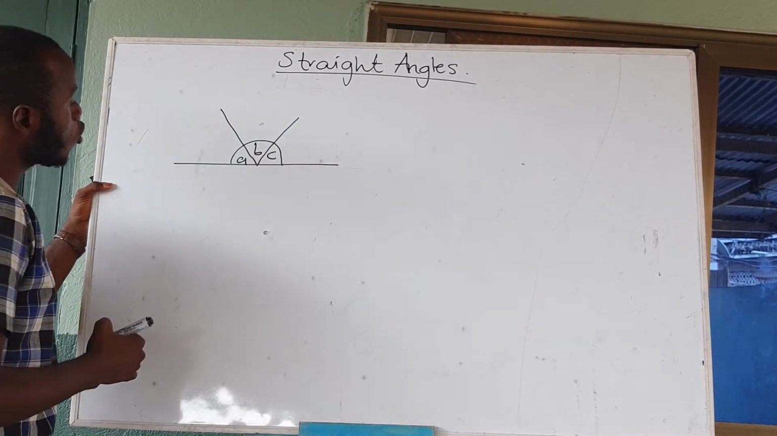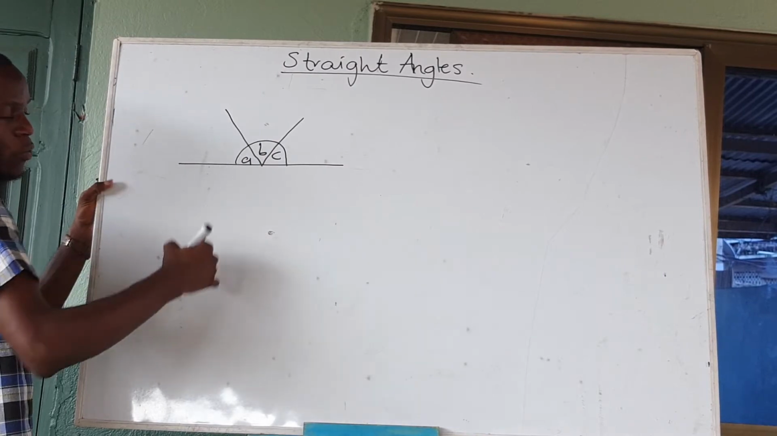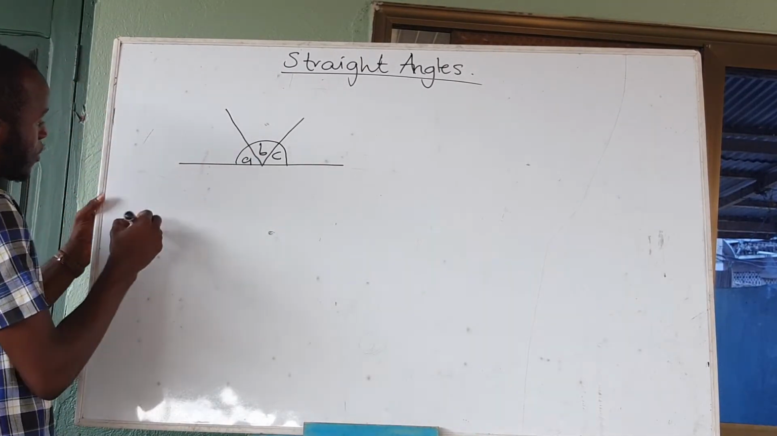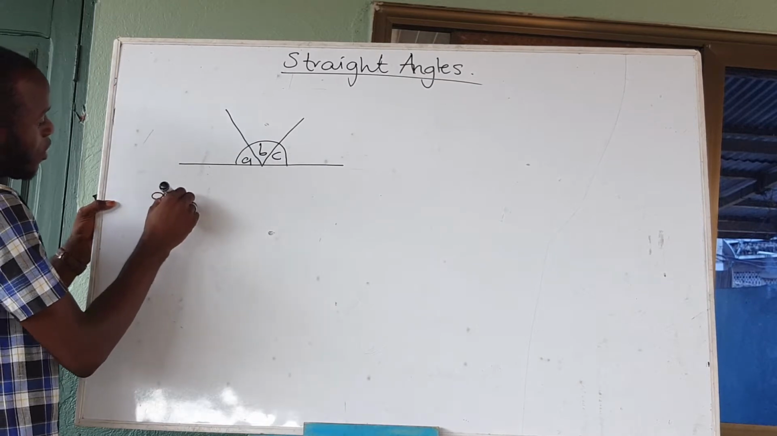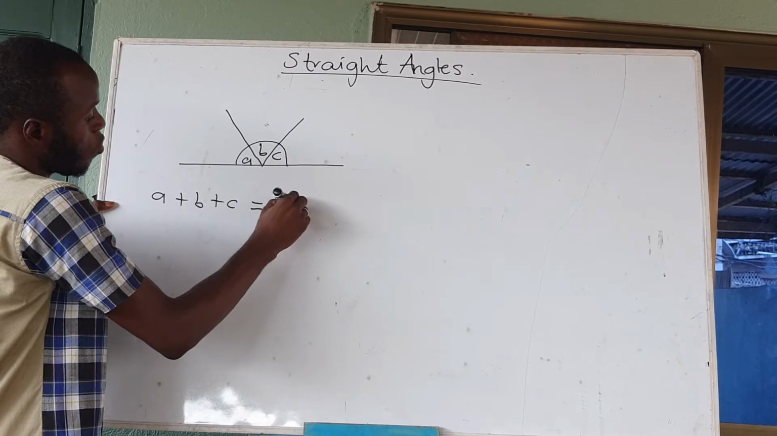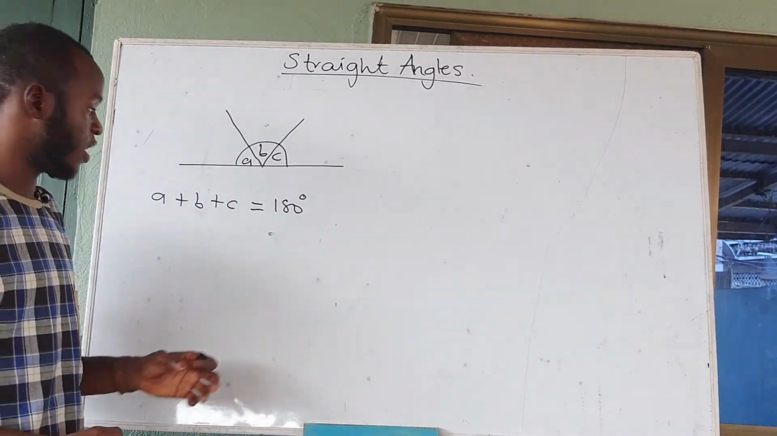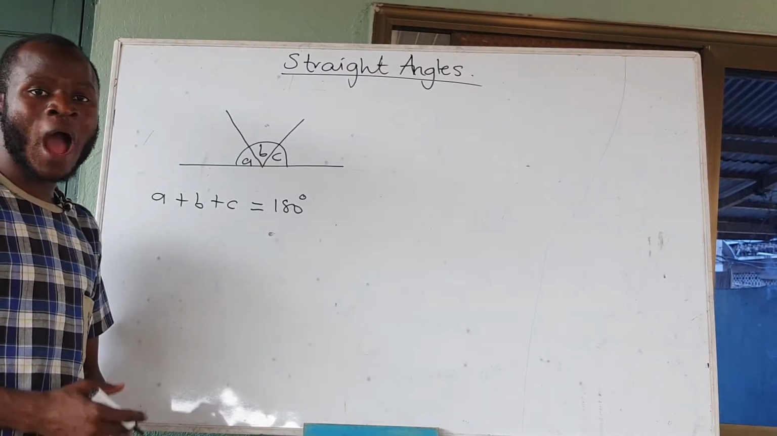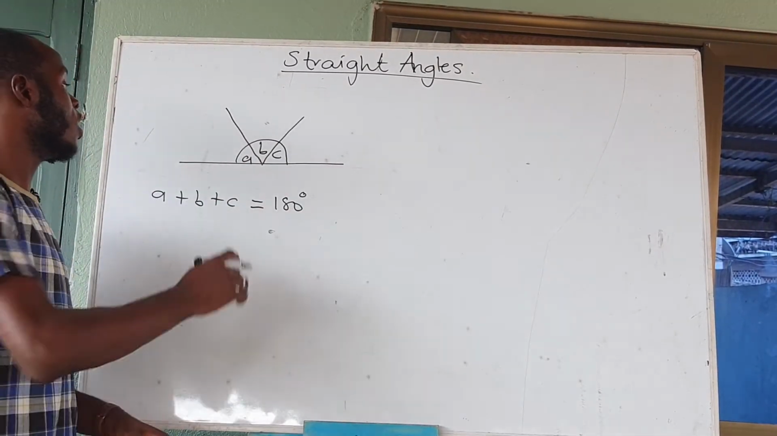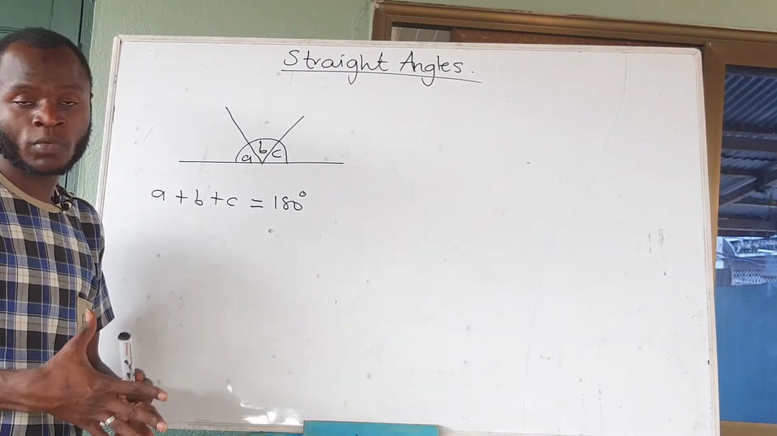Now mathematically, angles that are formed on a straight line, when you sum them you should be obtaining 180 degrees. So now we have angle A plus angle B plus angle C, which is equal to 180. So the total angle on a straight line is equal to 180. If you have angles formed on a straight line and you add all of them, you should be obtaining 180 degrees.